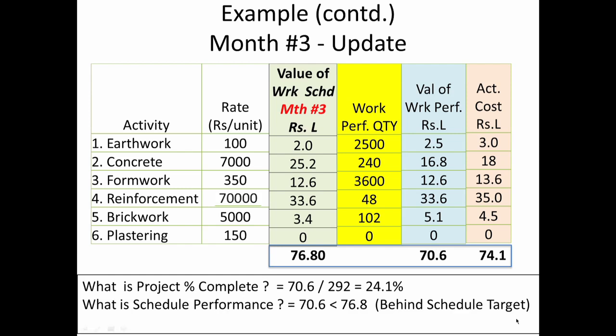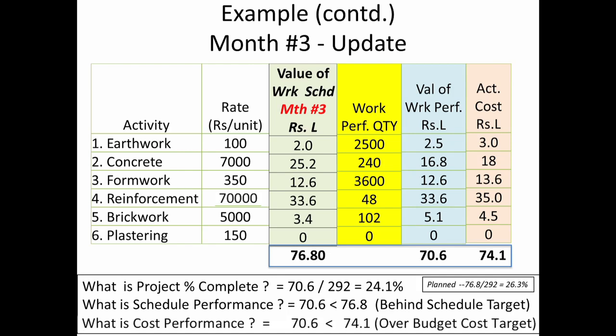Similarly, if I want to look at what is the cost performance, I have to compare these two values. The value of work actually performed on the field is only 70.6, but I have actually paid 74.1. So I have got less value, which means my over budget cost target. That means I paid 74.1 for work that was only worth 70.6 based on my original rate. So I am again behind my cost target.